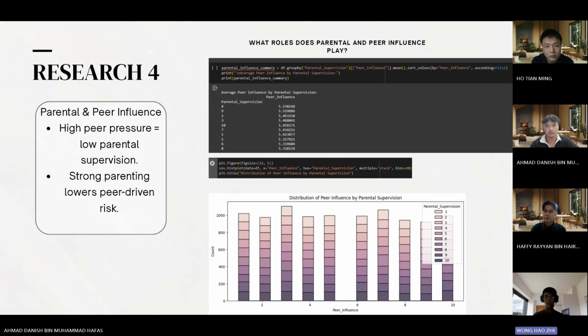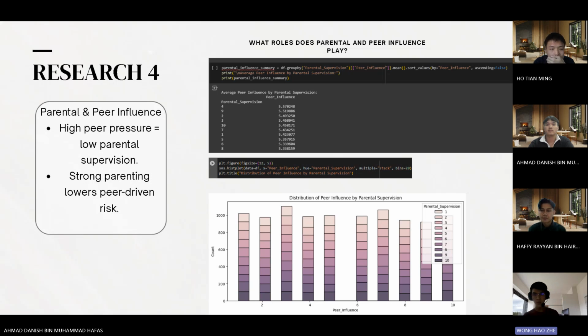For this slide, we can see that high peer pressure is often linked to low parental supervision. In other words, when parents are less involved or less aware of their child's activities, peers tend to play a bigger role in influencing the child's behavior. On the other hand, strong, consistent parenting helps reduce the risk of peer-driven behavior by offering emotional stability and guidance.